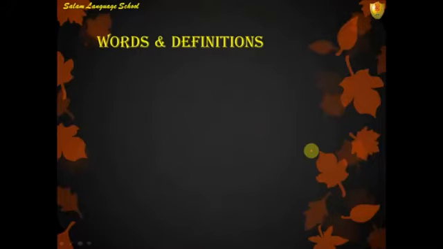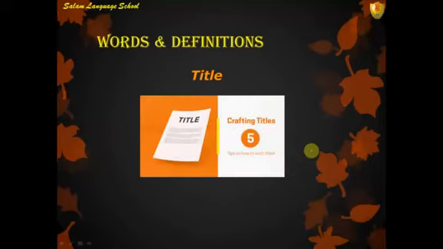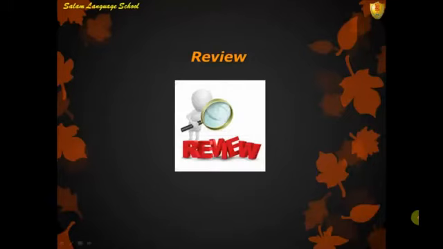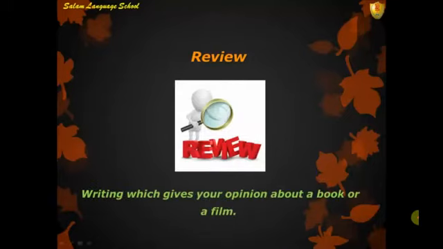Now we have here some definitions for the previous words, maybe our new words, like the first one, title. Title means the name given to a book, play, etc. The name given to a book or a play. The second definition, review. It means writing which gives your opinion about a book or a film. To say your opinion about a book or a film.